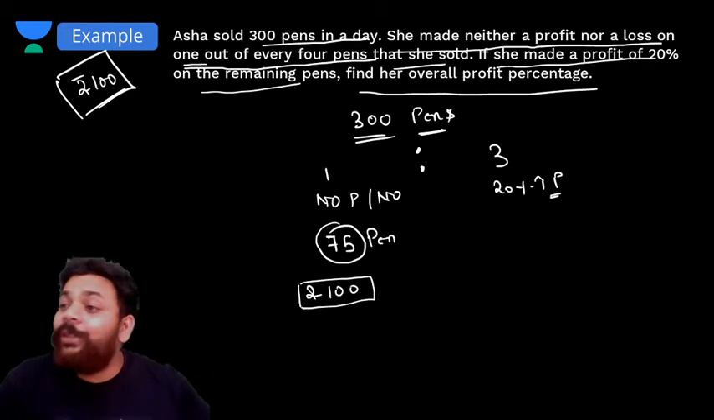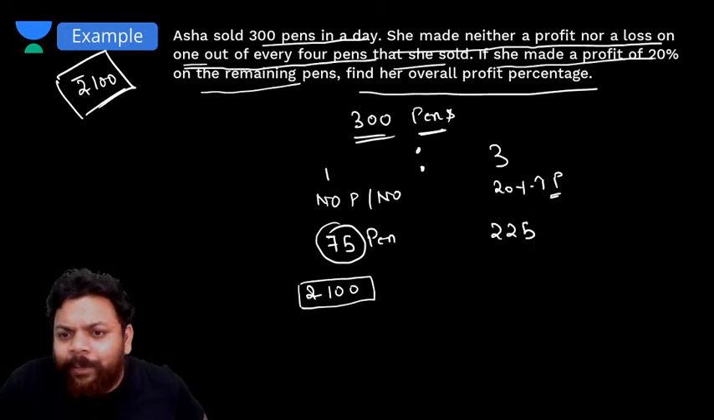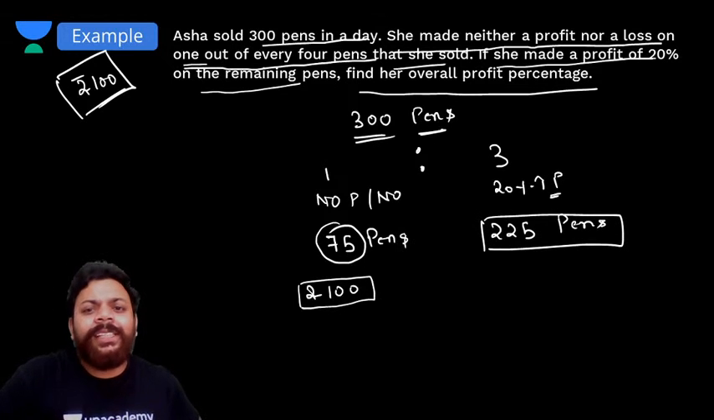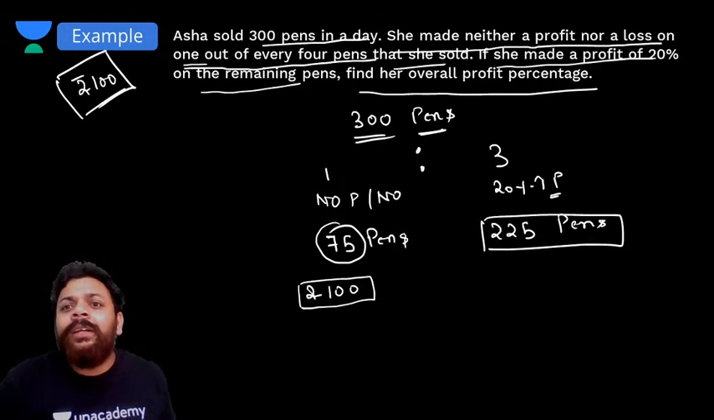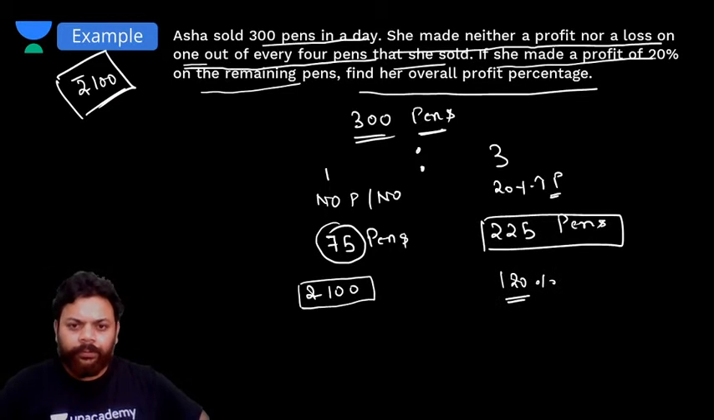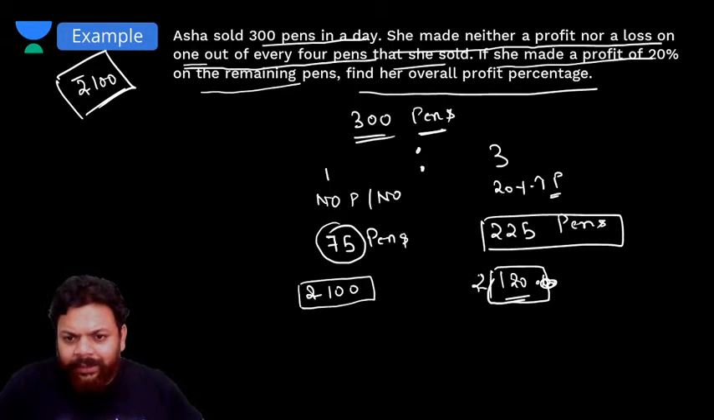Since the ratio is 1:3, the remaining 225 pens, Asha will sell with a profit of 20%, that means for ₹120 each. ₹120, not percent.